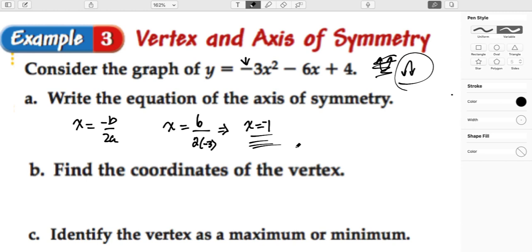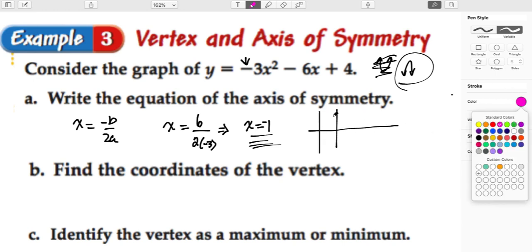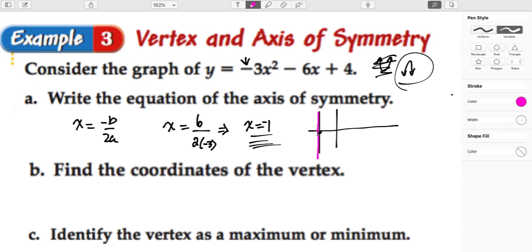Find the coordinates of the vertex. Well, this is easy because let's think about it. Let's go back in a little thought process. So if this is the axis of symmetry here, let's use a different color. If this is the axis of symmetry, we know that the vertex has to be on it somewhere. So I know that the vertex has an x value that is the same as the axis of symmetry. So the only thing I have to do really is find y. So -1, y is what I'm looking for.